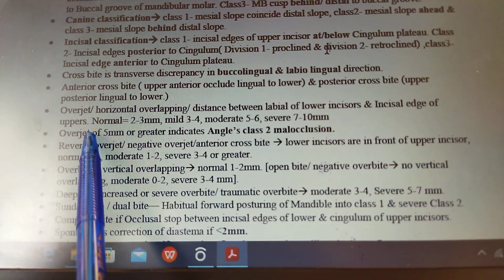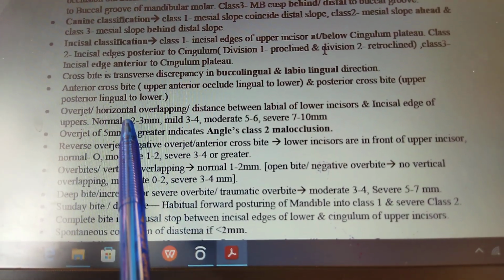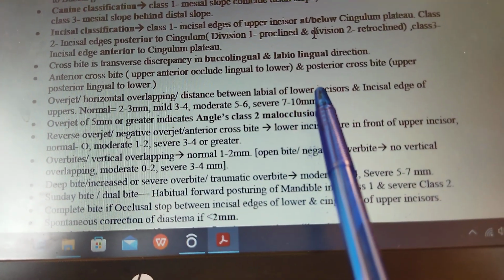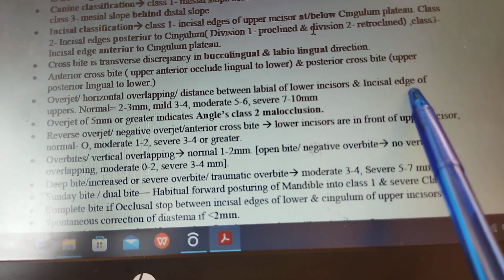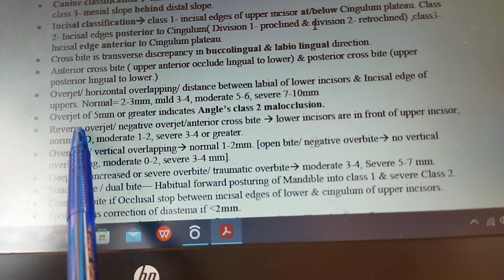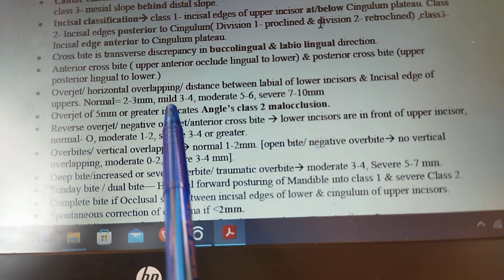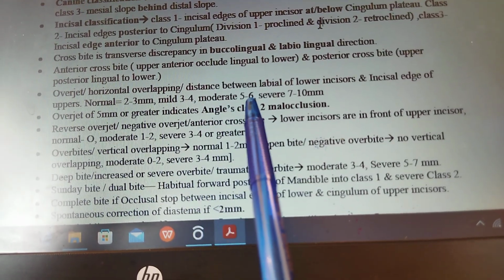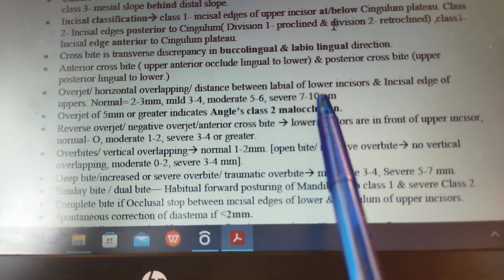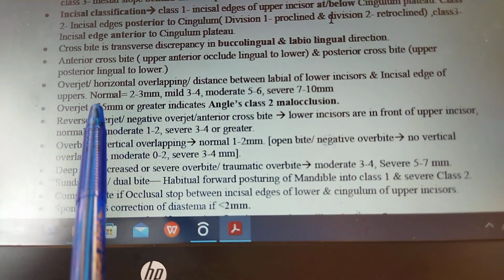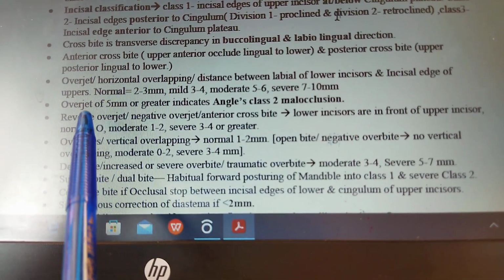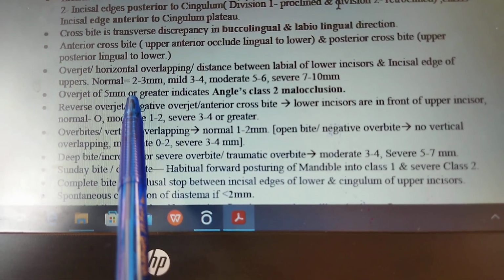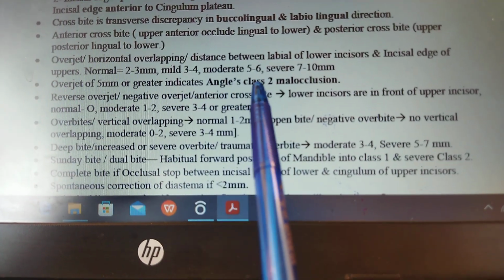Overjet is known as horizontal overlap. Distance between the labials of lower incisor and incisal edges of upper anteriors. Normal is 2 to 3 mm. Mild is 3 to 4. Moderate is 5 to 6. Severe is 7 to 10. This is overjet. Overjet of 5 mm or greater indicates class 2 malocclusion.